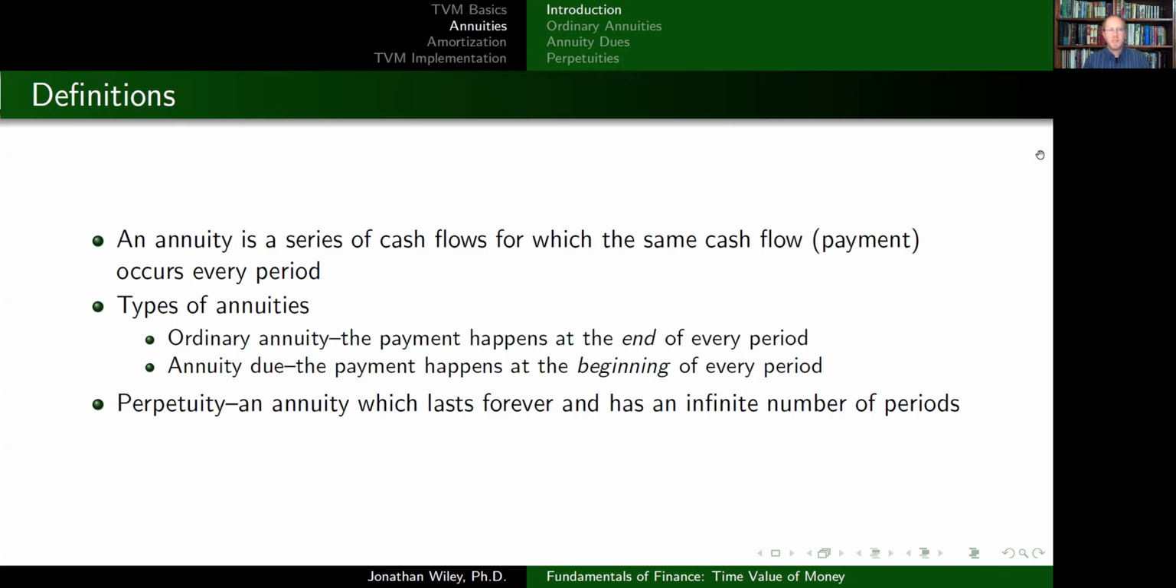Now, if I'm looking at the same amount every period for a specified number of periods, it is important to note that we need to be mindful of when in the period the cash flow is happening, because a dollar in year one is worth a different amount from a dollar in year two or a dollar today. So we need to be paying attention to when in the period the cash flow is occurring.